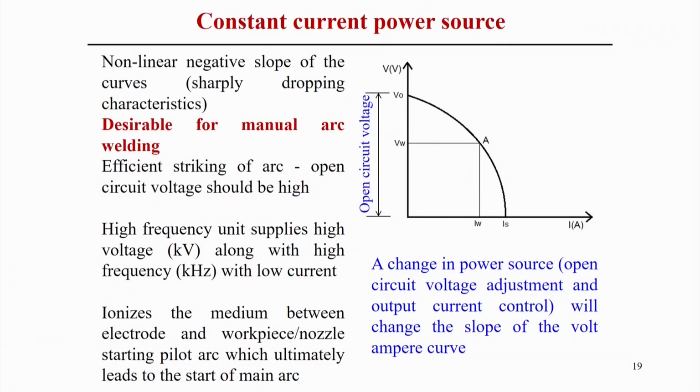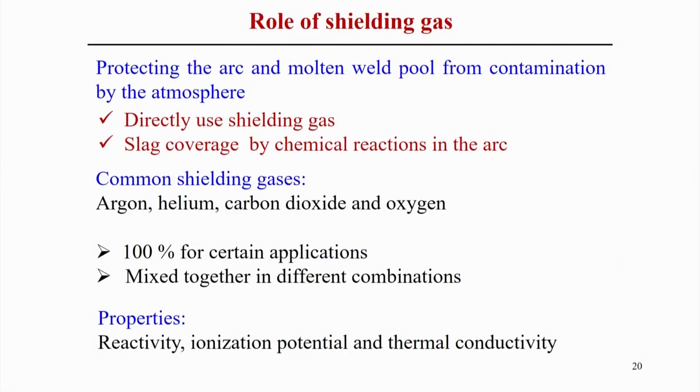So, the basic thing is that to sustain the welding process, meaning after creating the arc and to maintain the arc gap between the workpiece and electrode, depending upon the applicability, whether it is manual or automatic, the power source can be set accordingly.